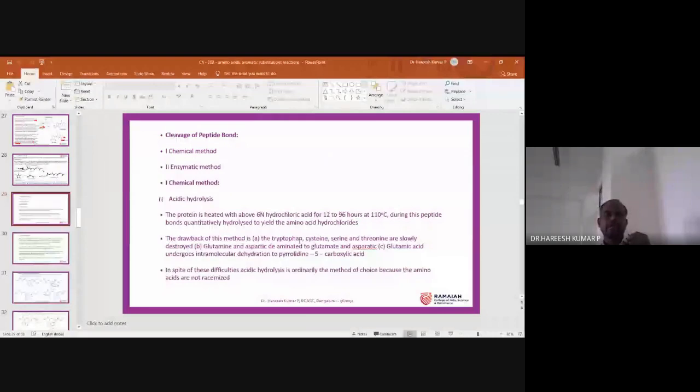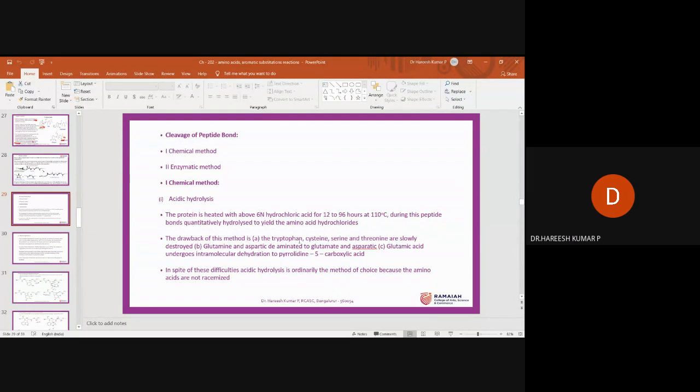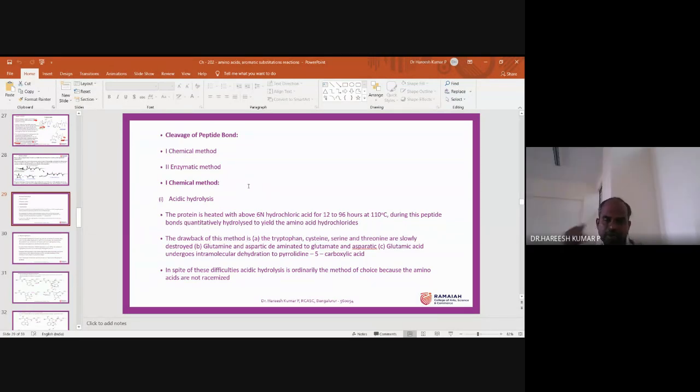As I mentioned, an amino acid contains an amino group as well as an acidic carboxylic group. The amino group is sensitive to acid, the carboxylic group is sensitive to base. And you also know acidic amino acids, basic amino acids, neutral amino acids. When it is treated with acid, 6 normal HCl, the drawback of this method is with tryptophan, cysteine, serine and threonine. Cysteine is a sulfur-containing amino acid, serine is a hydroxy-containing amino acid, threonine is also a hydroxy-containing amino acid, and tryptophan is an indole-containing amino acid. These compounds are slowly destroyed.